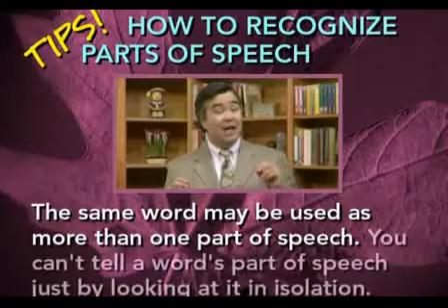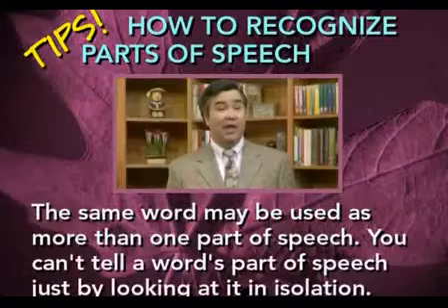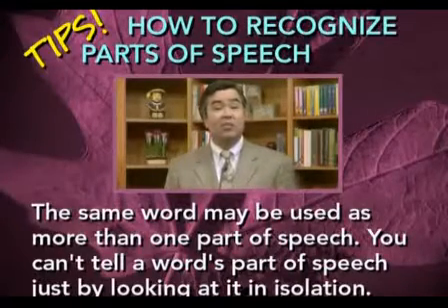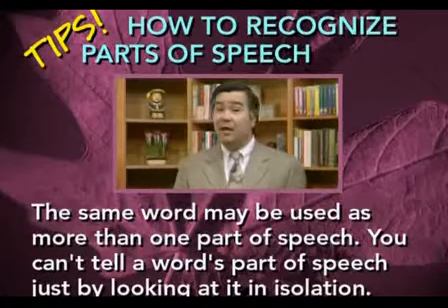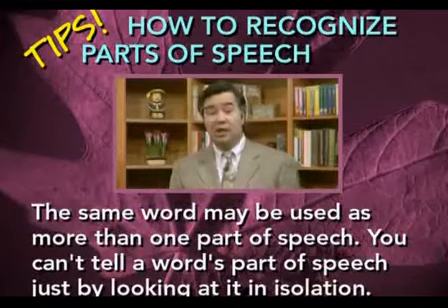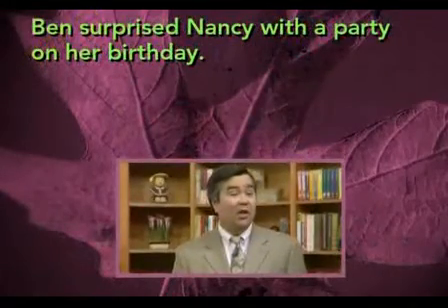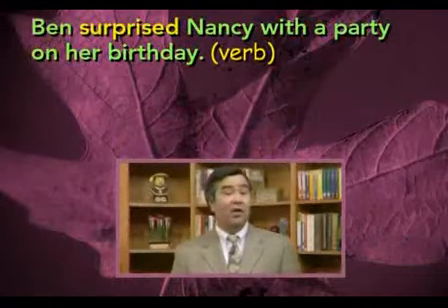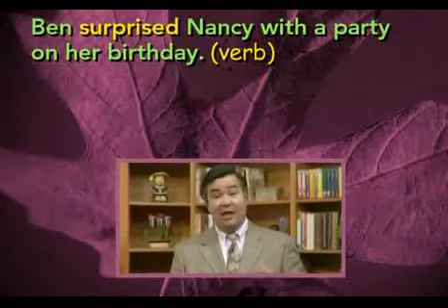So remember, you can't tell a word's part of speech just by looking at it in isolation. You need to look at how it's being used in the sentence. Take a word like surprise. A word like surprise can be used as more than one part of speech. In this sentence, Ben surprised Nancy with a party on her birthday, the word surprised is being used as a verb. It describes the action that Ben took, what he did in the sentence.